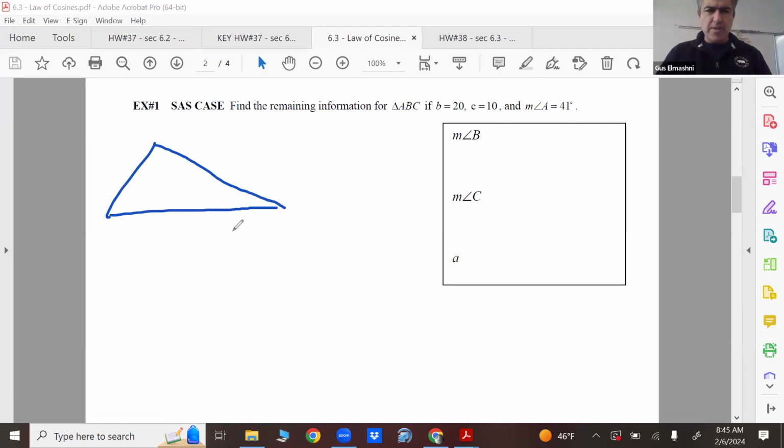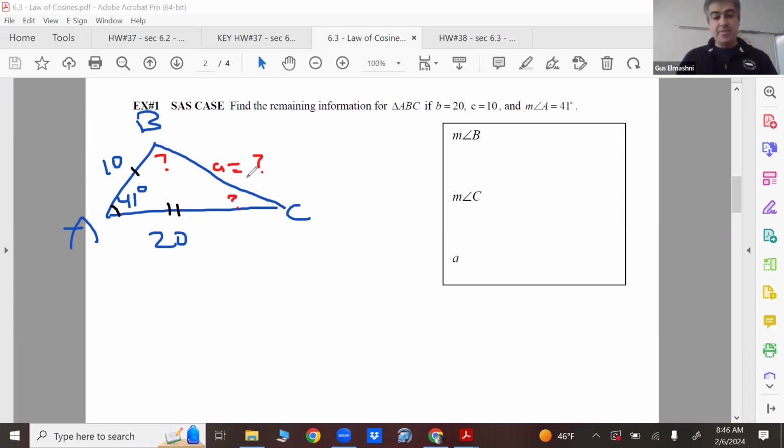All right, so let's draw this. I'll call this angle A. That's 41 degrees. I'll call this B, and I'll call this C. So that's 10, I know this, and that's 20, I know this. So side angle side, right? I don't know angle B, I don't know angle C, and I don't know little a. The 3 things I don't know.